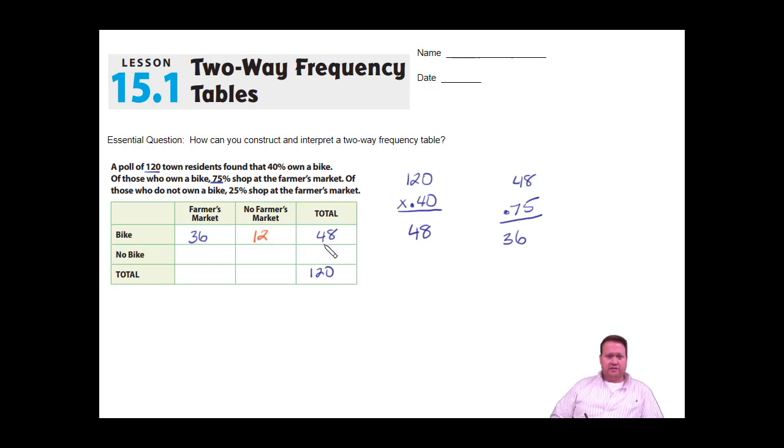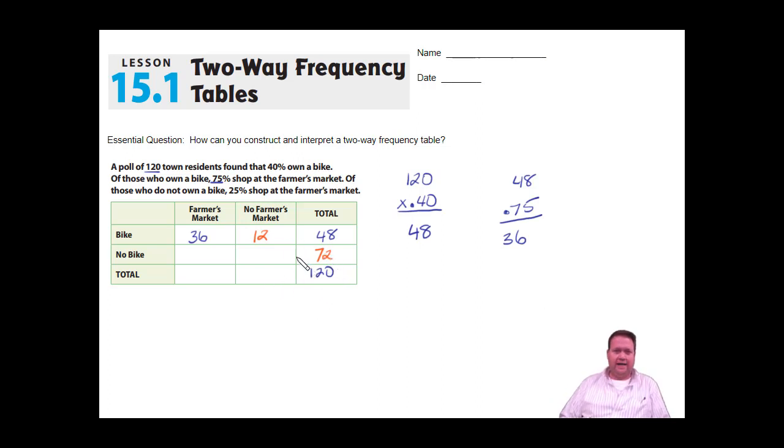And if this is 48 people that own a bike and there were 120 people total asked, then out of the 120, if only 48 owned a bike, if I subtract those two, we're going to find out how many people actually don't own a bike, and that number comes out to be 72 people that don't own a bike.